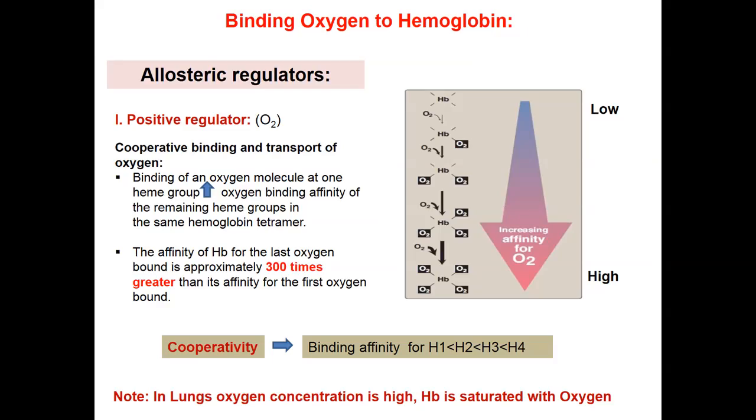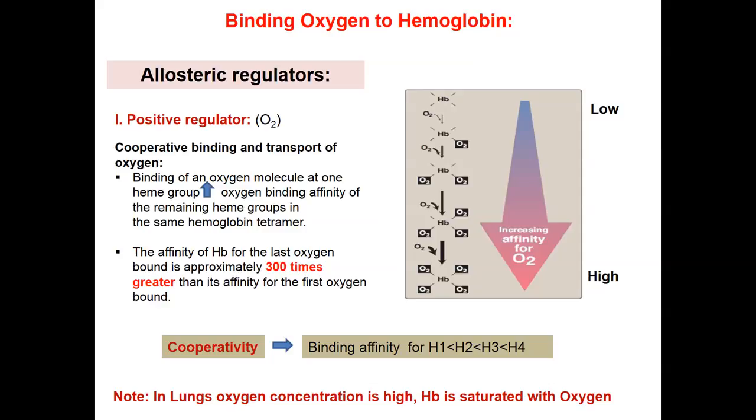Now, there are some concepts that we're going to talk about called regulatory molecules, the allosteric regulators. Allosteric regulation means a small molecule binds to the enzyme or protein, in that case hemoglobin, and alters its activity, either stimulates it or downregulates it, okay? That's allosteric regulation, a small molecule. But in this case, the allosteric positive regulator is oxygen.